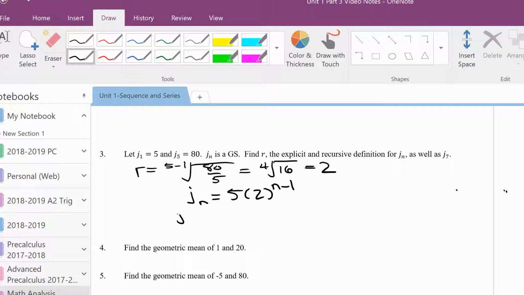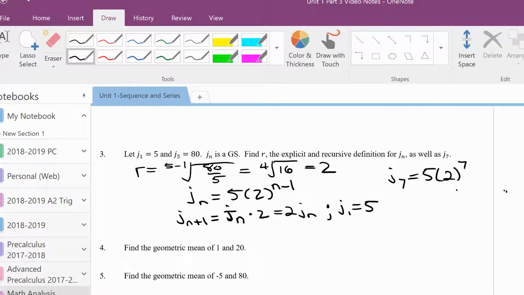The recursive definition is the next term is equal to the first term, or sorry, the previous term, times 2. So it's 2j sub n, where the first term is equal to 5. And to find the seventh term, we're going to go 5 times 2 to the 7 minus 1 power, and that is equal to 320.